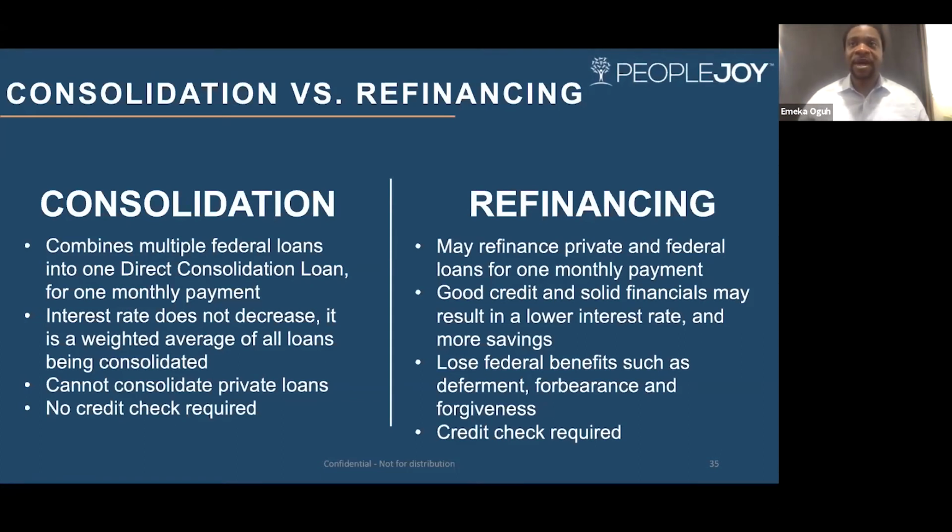One thing to keep in mind, when you're refinancing with a private lender, you lose all federal benefits such as deferment, forbearance, forgiveness, and the interest payment suspension because of the CARES Act. That only qualifies for federal loans. Once you refinance with a private loan, you forfeit that.